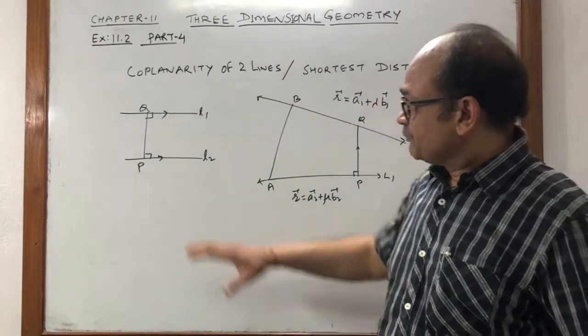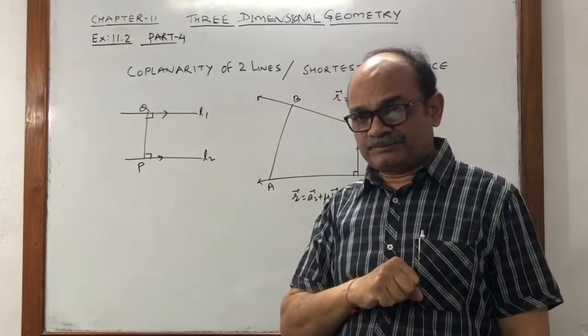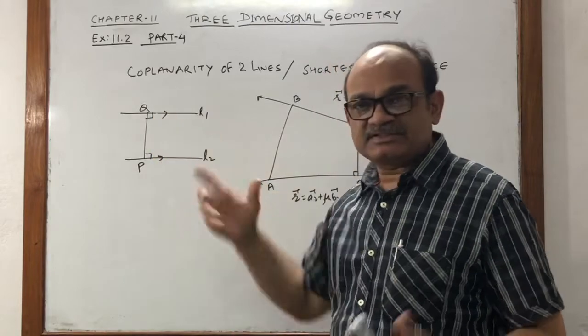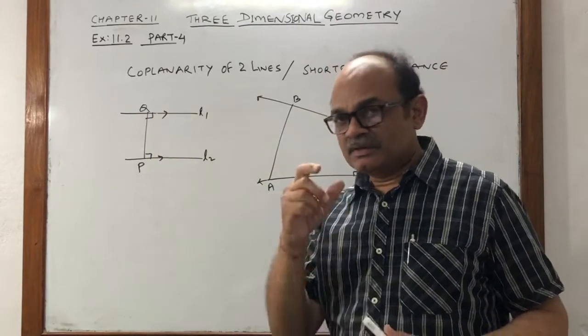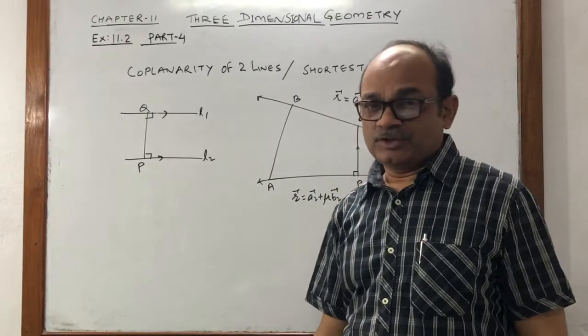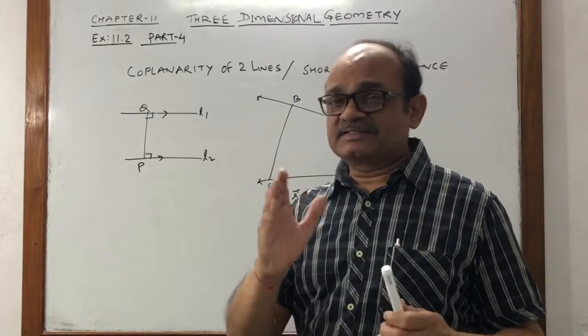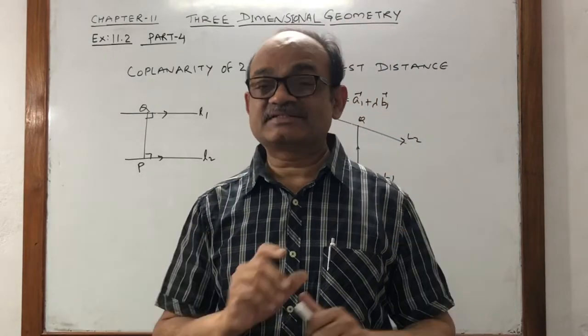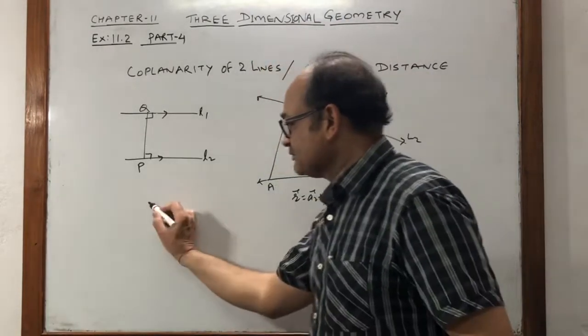Now suppose two lines are parallel. Then what is the gap between them? The perpendicular distance between them is the shortest distance. But suppose lines are non-coplanar. Non-coplanar means the lines which are neither intersecting nor parallel. That is skew lines. Skew lines.